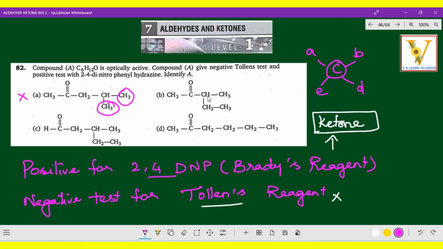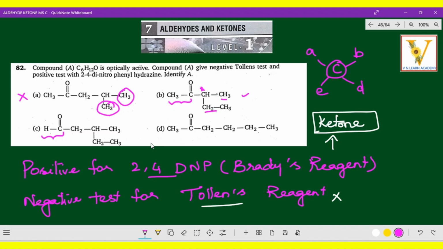And then this one, of course, has 6 carbons. Now this is the chiral carbon. How do we say it's a chiral carbon? One side it is an ethyl group, the other side a methyl group, the other side hydrogen, and the other side the methyl keto group. Yes, it is possible. This is optically active, and the keto group is also available. And the next one here is optically active. One side it is ethyl, the other side methyl, another side hydrogen, and this is an aldehyde group. Aldehyde group will not respond.